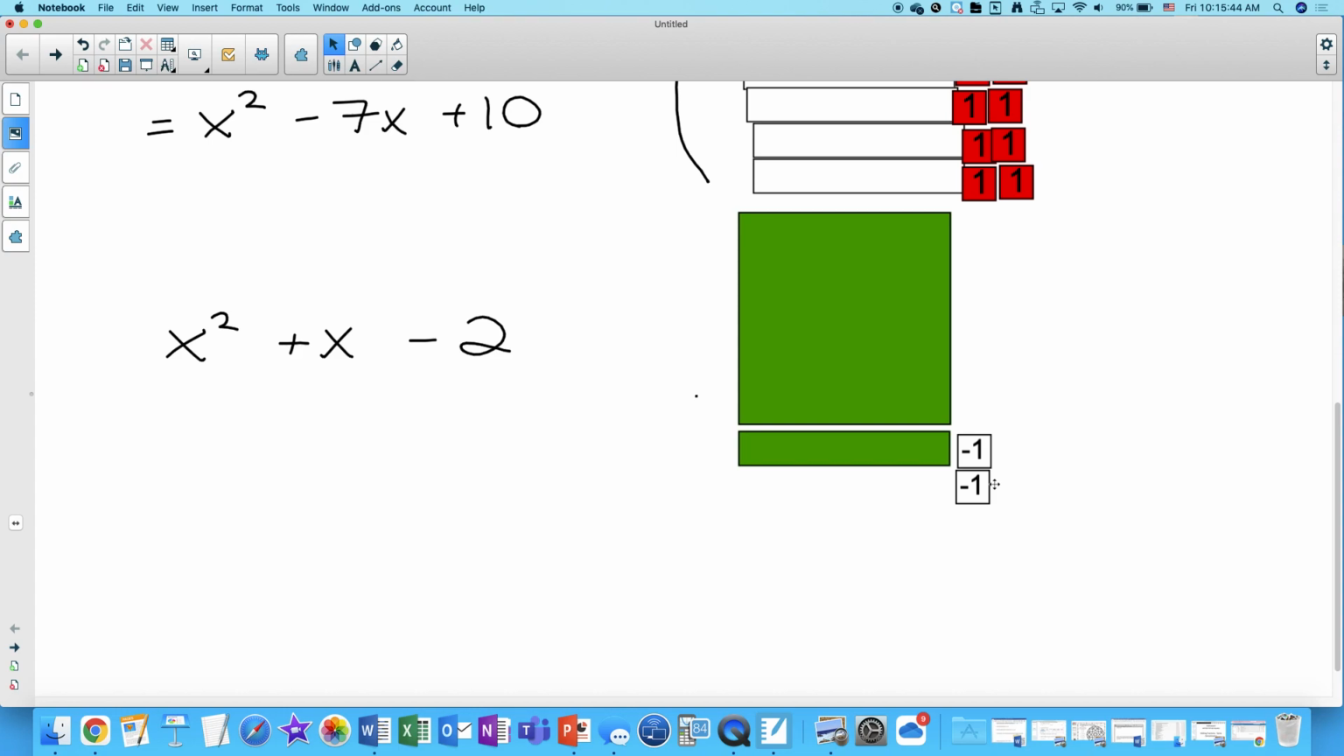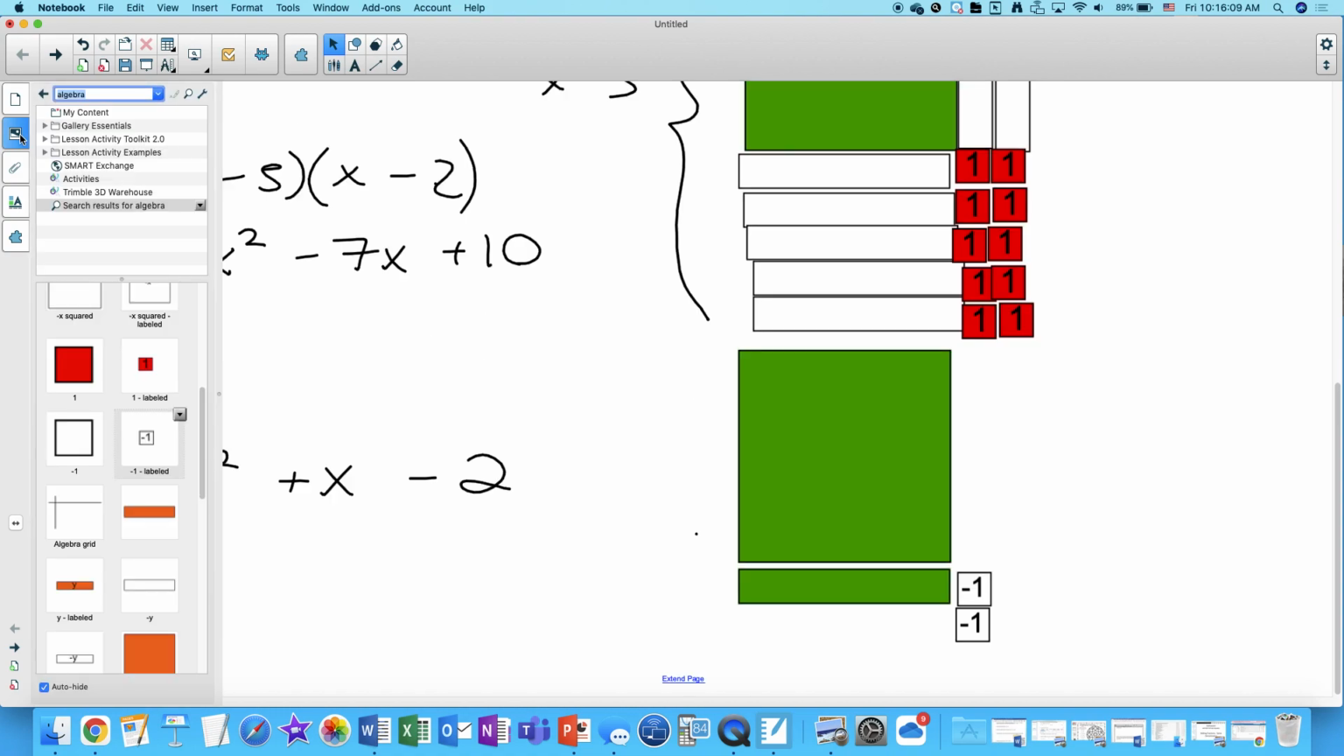Okay. Now, we can do a little trick, though. We can add in more X tiles through zero pairs. Do you guys remember what a zero pair is? Yeah, so if I take a positive 1 and a negative 1, that makes 0. If I take a positive x and a negative x, that makes 0. If I take a positive x squared and a negative x squared, that again makes 0. So let's try doing that and see what happens.